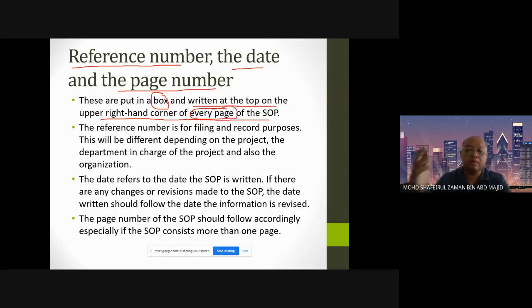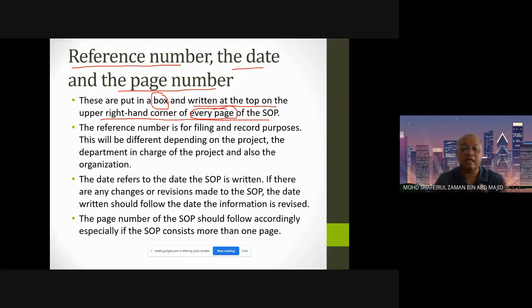So what you are supposed to do: please raise your right hand, look at the screen, and look at the top right hand corner. Your box consisting of the reference number, the date, and the page number should be there, and please make sure it appears on every page. For assessment 2A, each pair, please make sure that you have the reference number, the date, and the page number in a box appearing on each page of the assessment.